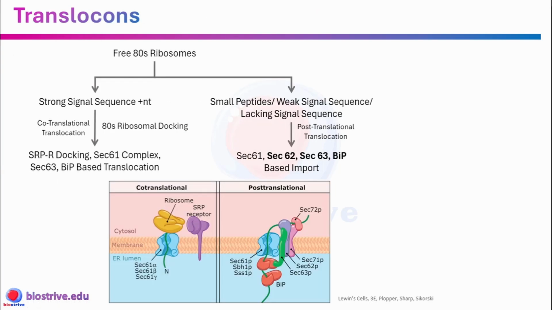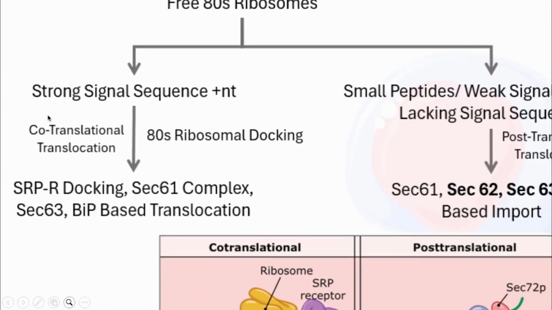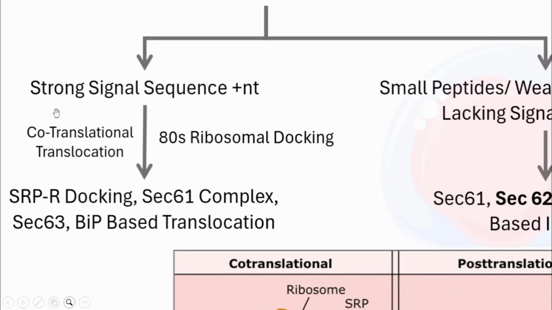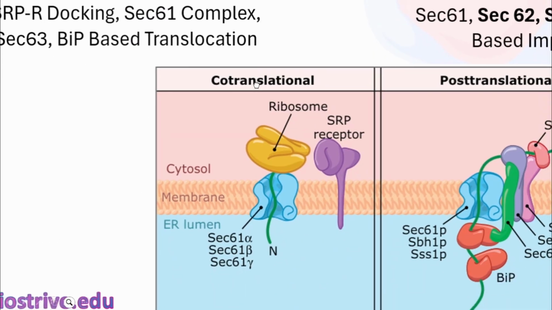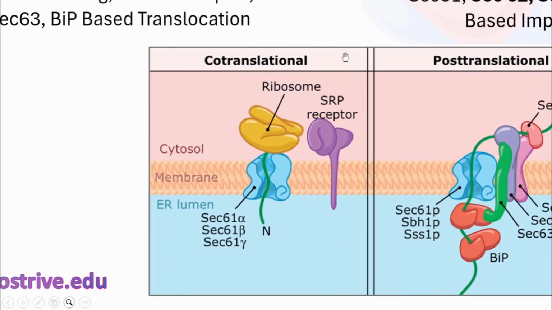The free ATS ribosomes can either have a strong N-terminus sequence. If it has a strong 15 to 35 amino acid long N-terminus sequence, it will be delivered co-translationally, and ATS ribosome docking will take place. SRP protein, SRP receptors, Sec61 complex, Sec63, and in most cases BiP will also be involved in such co-translational translocation, as you can see in this diagram.